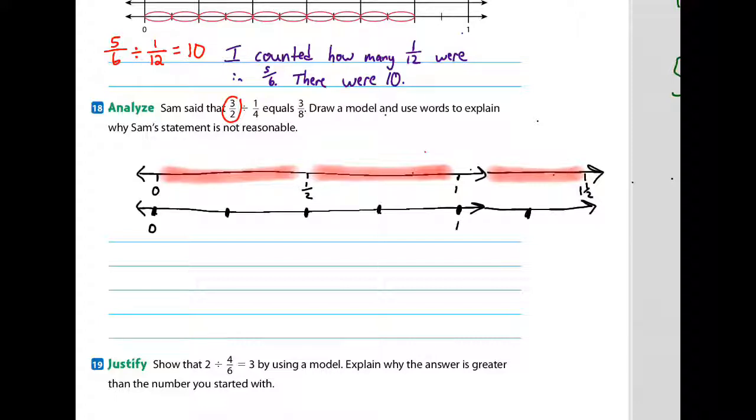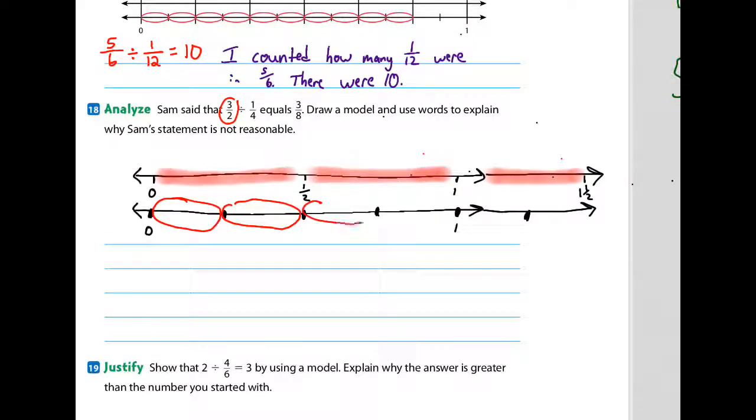Okay? There's 1, 2, 3, 4, 5, 6. So that's why he's wrong. So I'm going to start by saying that.